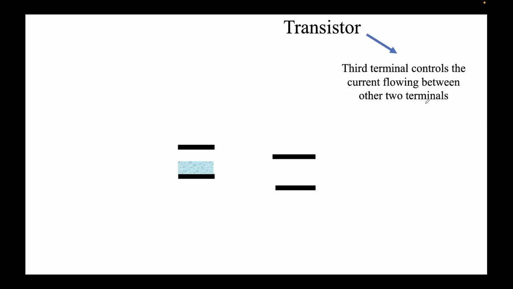In a transistor, a third terminal will control the current flowing between two other terminals. So here we have these two terminals, the left and right, and this central terminal. If the central barrier is high enough, you can see the water level is just barely above this center, right? What will happen is that a very small amount of current, a very small amount of water, will flow.